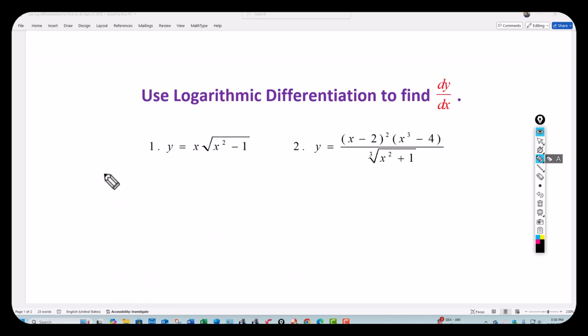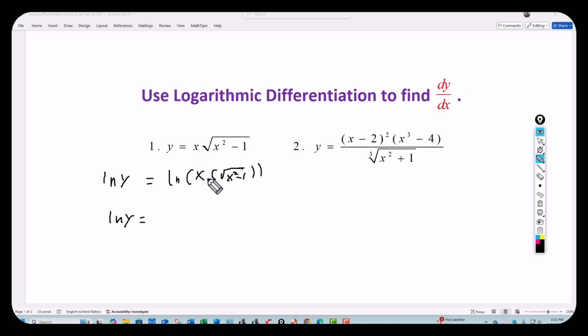So for number one, we're going to start by taking the natural log. You can use other bases, base a or base 10, base e, base 7, whatever you want to do. But the most convenient way is to take the natural log. Well, natural log is base e. So we take the natural log of both sides. Natural log, this will be x times the square root of x squared minus 1. And then I rewrite it this way, natural log of y.